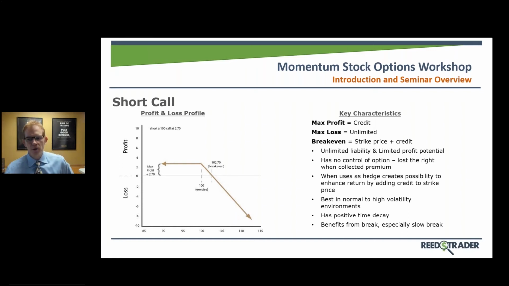Okay, so you can see here, we're collecting $2.70. So below the 100 strike price, we make $2.70. Our break even is strike price plus the credit. So our break even is 102.70, and then we lose an unlimited amount above 102.70.